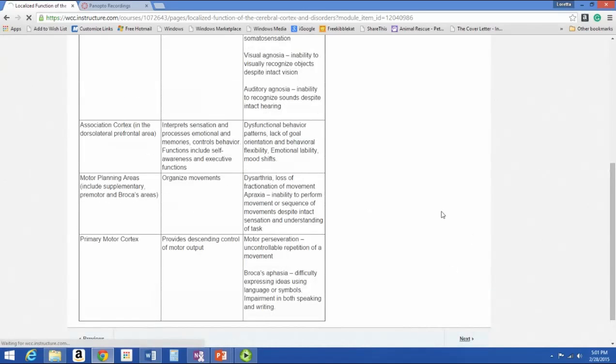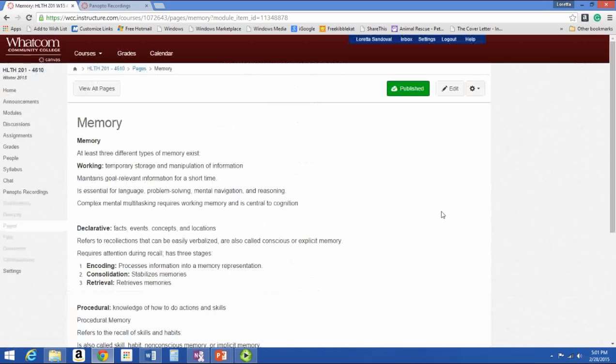Okay? So I'm going to talk just briefly about memory, and the reason I'm going to talk about this is that these questions tend to show up on the board exam. So it's something that's nice to have a little exposure to before you take the board exam. So we'll talk about 3 different types of memory: working memory, declarative memory, and procedural memory. So working memory is the temporary storage and manipulation of information. It maintains goal-relevant information for a short amount of time.